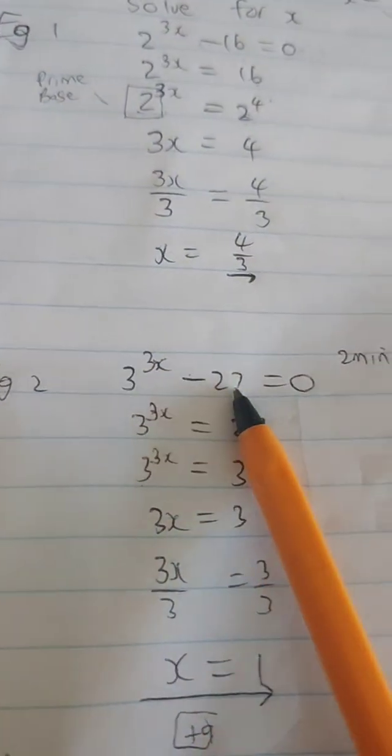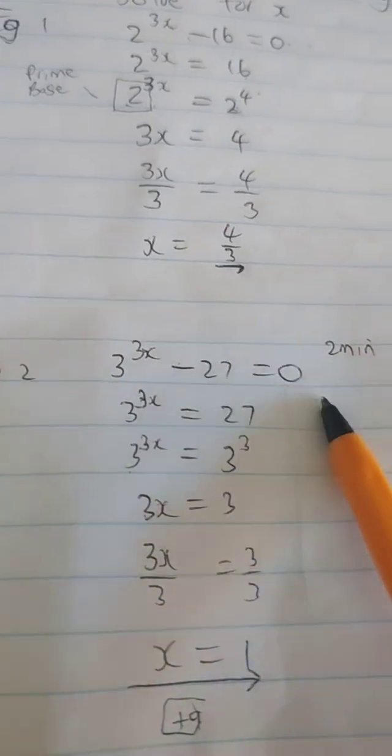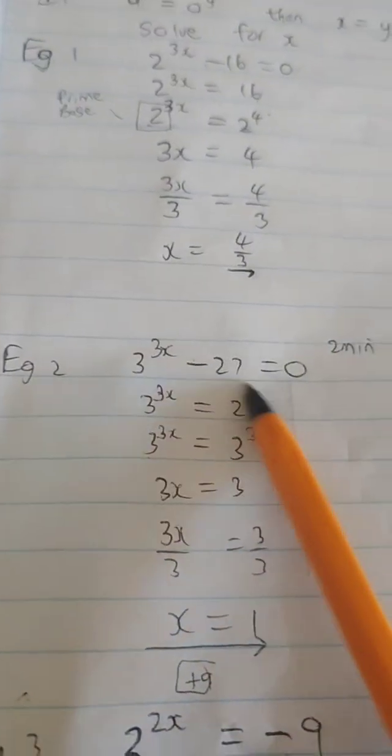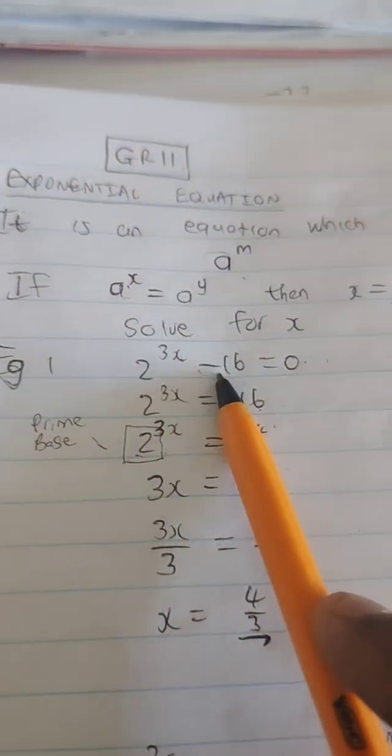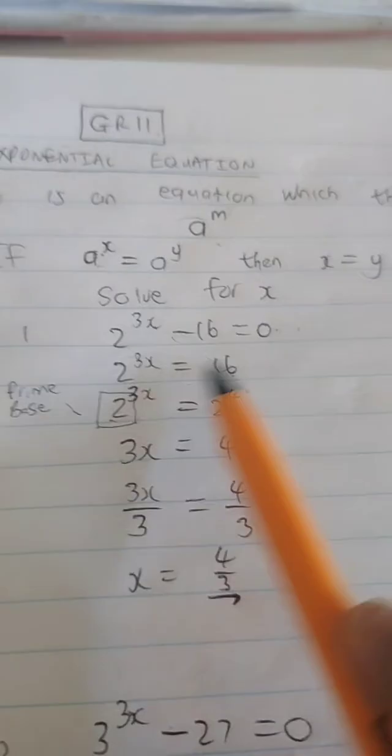This 3 to the power 3x minus 27 is equal to 0. The minute I transpose the 27, one term on the left, one term on the right. This 2 to the power 3x minus 16 is equal to 0. The minute I transpose, one term on the left, one term on the right.